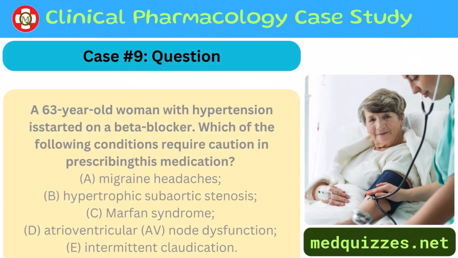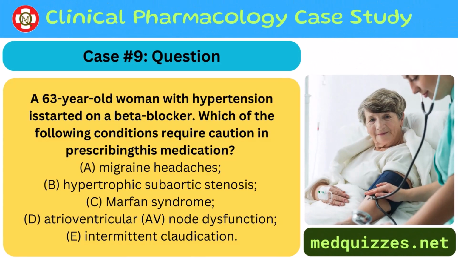Case number 9. A 63-year-old woman with hypertension is started on a beta blocker. Which of the following conditions require caution in prescribing this medication? A. Migraine headaches, B. Hypertrophic subaortic stenosis, C. Marfan syndrome, D. Atrioventricular, AV, node dysfunction, E. Intermittent claudication.